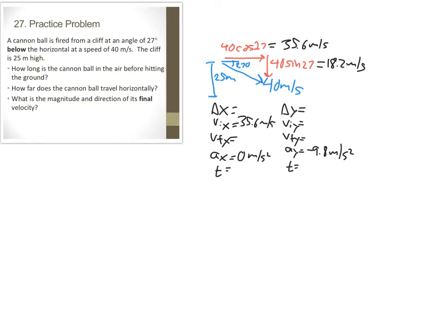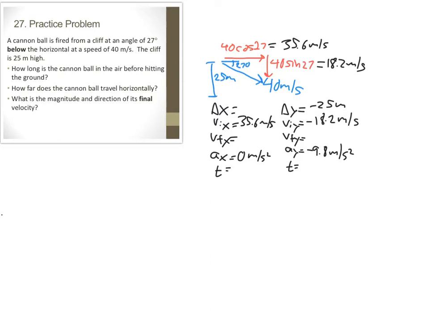I also know that I'm launching from a height of 25 meters, so that means that my y displacement is going to be negative 25 meters. Notice I'm being very careful with my signs here in the y direction. I'm losing a height of 25, so that delta y is negative. I'm launching it down at an angle, so my initial y velocity is negative. And of course, my acceleration is going down, so that's also negative.